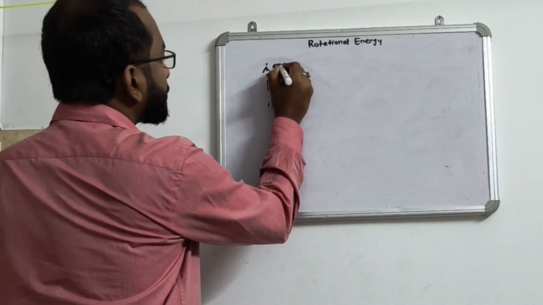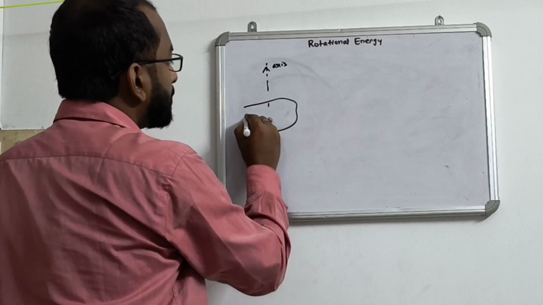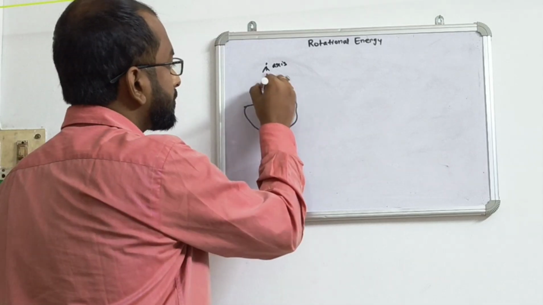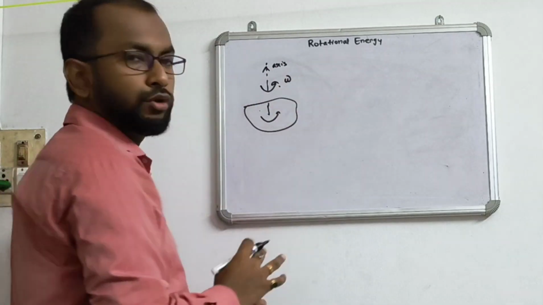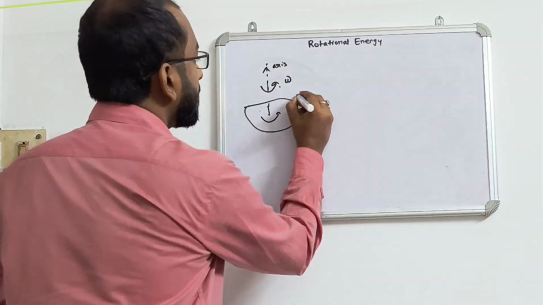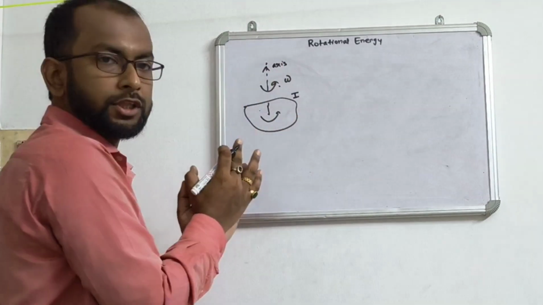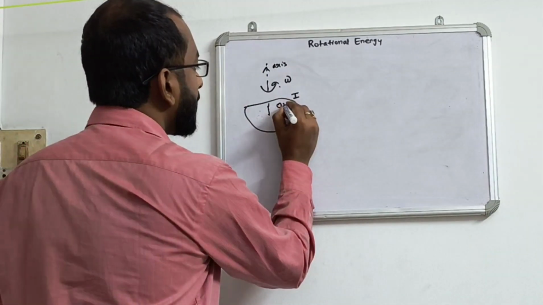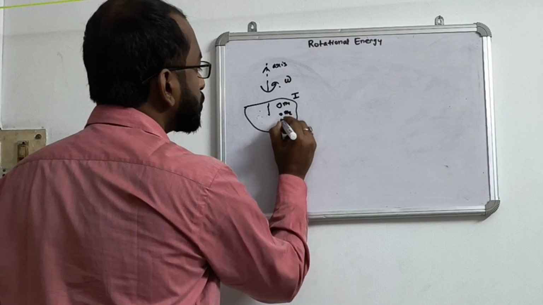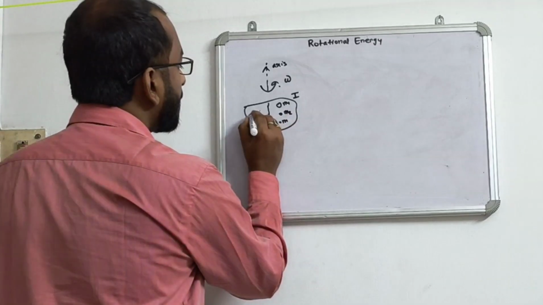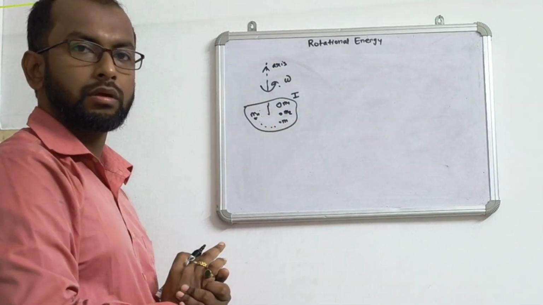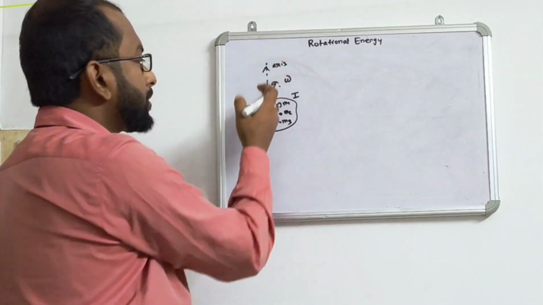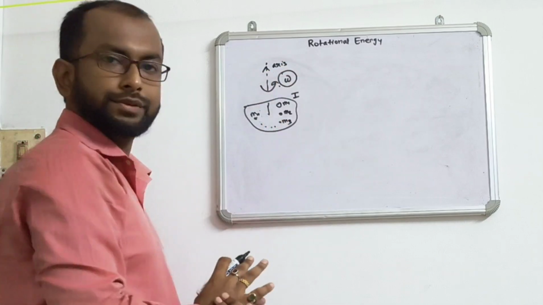Suppose this is the axis of rotation and one body of distributed mass is rotating with respect to this axis like this with angular velocity of omega, and let's say the moment of inertia for this distributed mass body is I. And this distributed mass body is constituted of many small masses m1, m2, m3 till mn. Each of these small masses is rotating with respect to this axis with the same angular velocity.